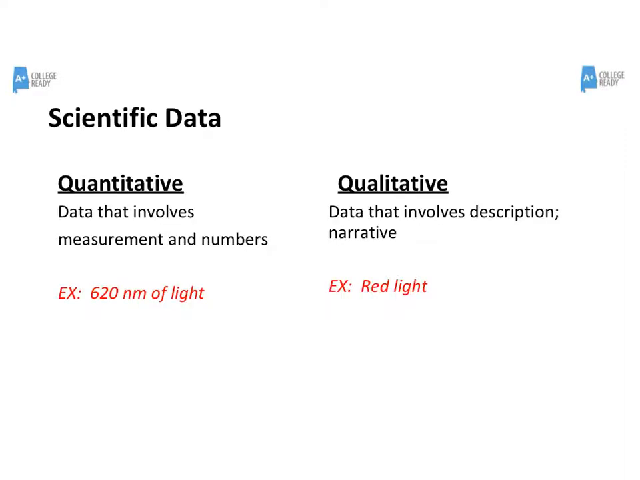There are two types of data. One is quantitative. This type of data involves measurements and numbers. An example of quantitative data would be 620 nanometers of light. It's a measurement with a number. There's also qualitative data. This type of data involves description or narrative. So you might use the term red light to describe a type of light. It's descriptive.